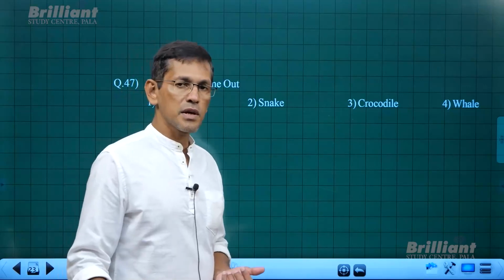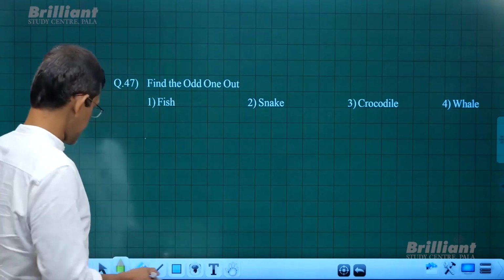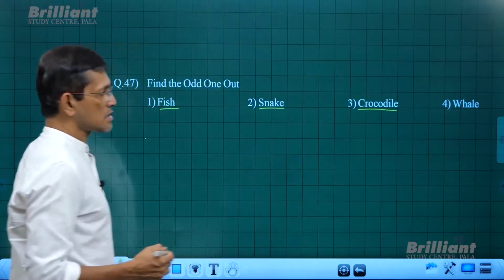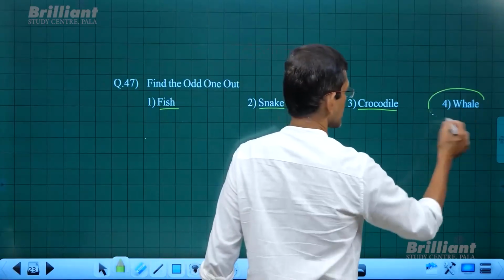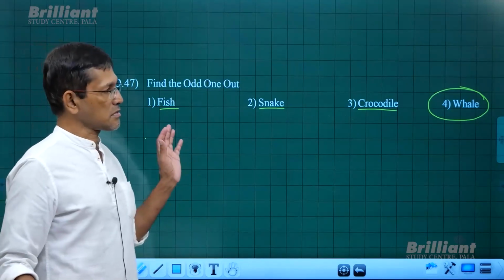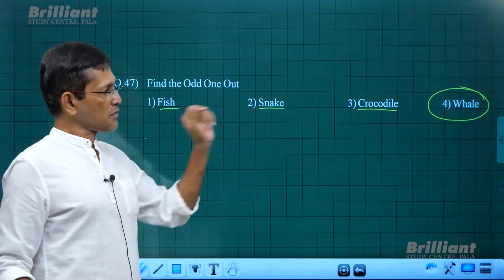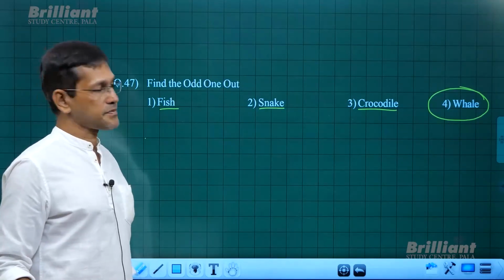The best way to categorize this case is what? Fish, snake, and crocodile are not really mammals. At the same time, whale is a mammal. So that's the best answer we can have here. The categorization is based on mammals and non-mammals. The only mammal is whale. All the others are not really mammals.